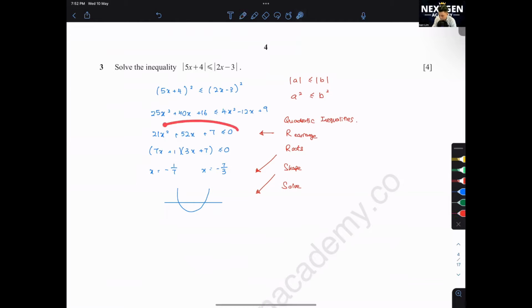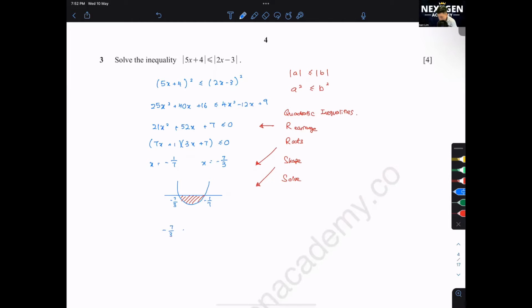So you rearrange the formula to ax squared plus bx plus c first. This one always make your a positive, so that it's easy for you to see the range of values also. After this, we put the roots inside. So negative 7 over 3 and then negative 1 over 7. You put the smaller value at the left-hand side. Then since it's less than 0, it will be in this lower section here. So your answer here will be negative 7 over 3 less than or equals x less than or equals negative 1 over 7.